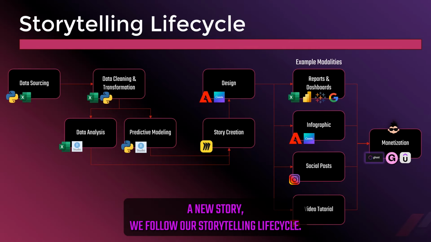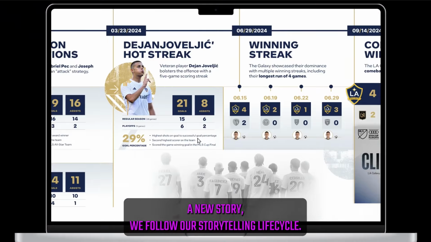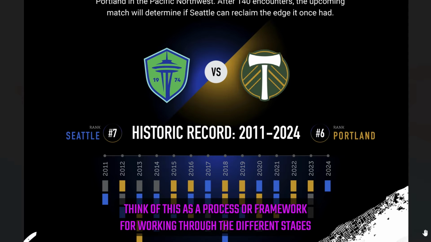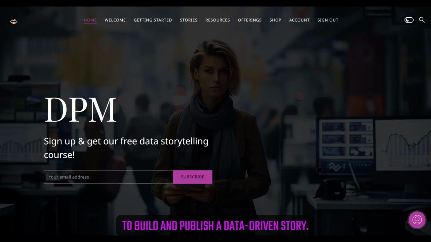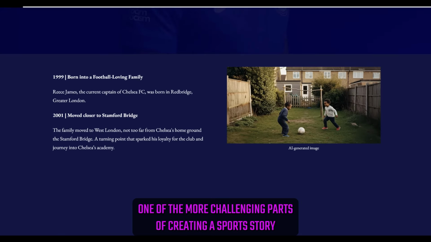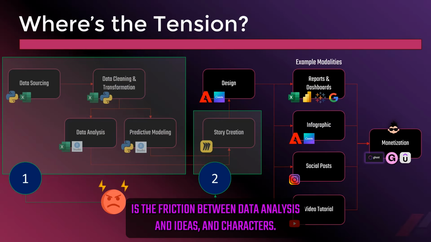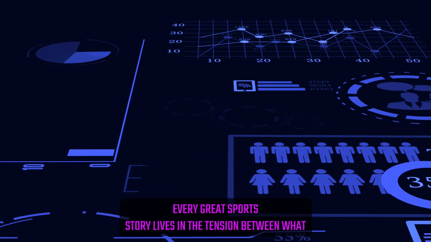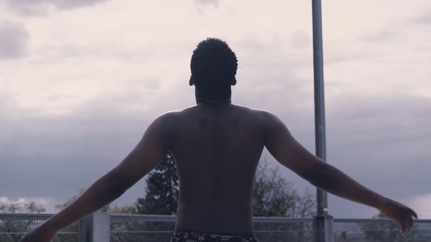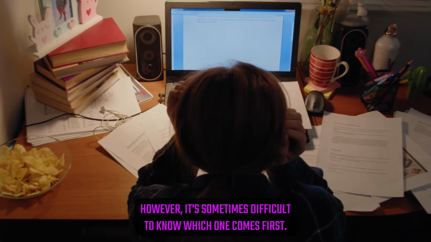When we're designing a new story, we follow our storytelling life cycle. Think of this as a process or a framework for working through the different stages to build and publish a data-driven story. One of the more challenging parts of creating a sports story is the friction between data analysis and ideas and characters. Every great sports story lives in the tension between what the data shows and what the human story reveals. However, it's sometimes difficult to know which one comes first.